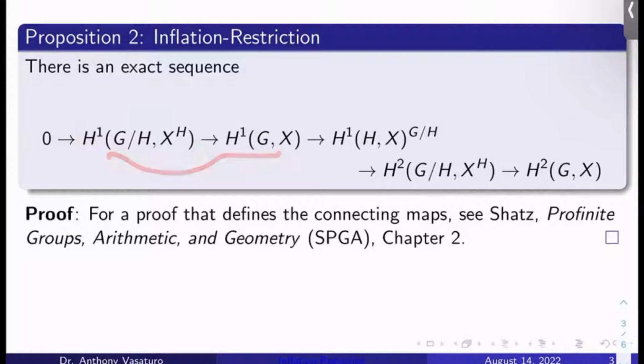Inflation here. Then we restrict down to H. So this is kind of like restriction. Then we have a connecting map going up to H2, and then we sort of start over again. Okay. So it's like inflate, restrict, connect, start over, basically.